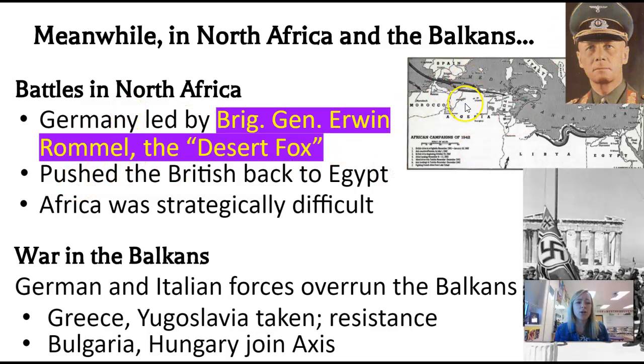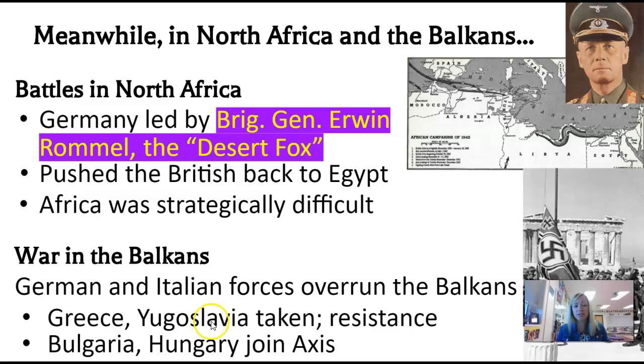He is going to push the British back into Egypt, and Africa ends up being very strategically difficult for the Allies to do well in because Italy is right here. Germany and Erwin Rommel have really forced their hand, and so the Allies are kind of backed up into Egypt until later, Americans will show up, right? The war also will extend into the Balkans when Germany and the Italian forces are going to overrun that area. Greece and Yugoslavia end up being taken over.